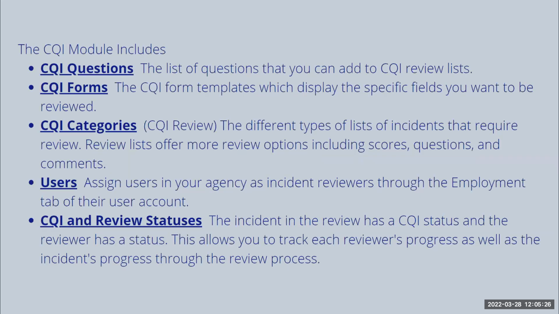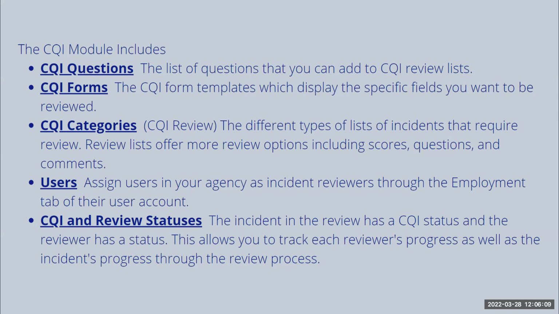A breakdown of what CQI has to offer is a series of questions which you can write yourself, or you can choose from a list of questions that Maine EMS has already written and associate them with your category. CQI forms, which is how you would like the data to be displayed for you. It's very similar to a print form, just selecting what data elements that the clinician's documented that you'd like to be seen on the form. CQI categories, this is where you can establish the criteria for your review, and you put everything together within a category. You put your questions together, your form together, and your reviewers.